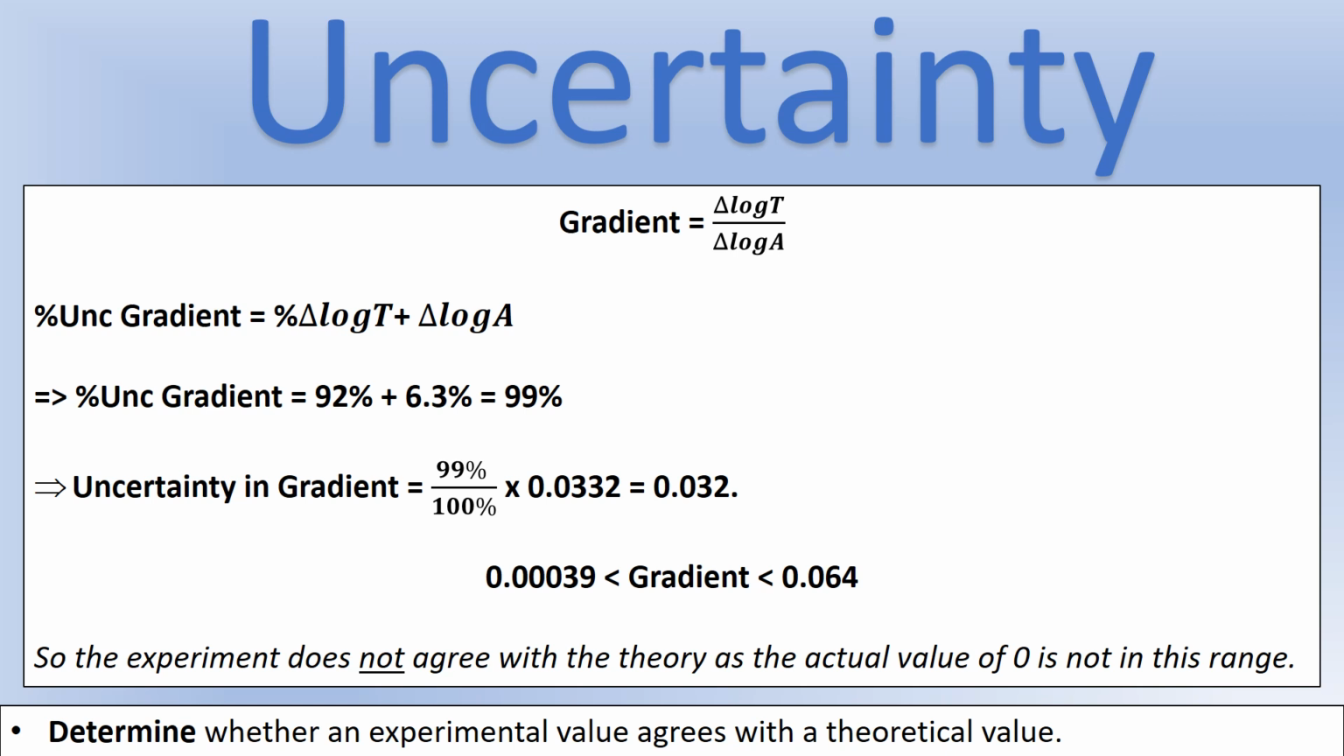So we are expecting the value to be 0, but the value of 0 is not in the range of possible values for our gradient, so our experiment does not agree with the theory. It's very close to agreeing with the theory, but at the moment it doesn't justify the equation that we have for simple harmonic motion, which is not unusual when you actually do experiments properly. So that concludes this video looking at uncertainty in log of different properties and how we would find powers in equations using logs.